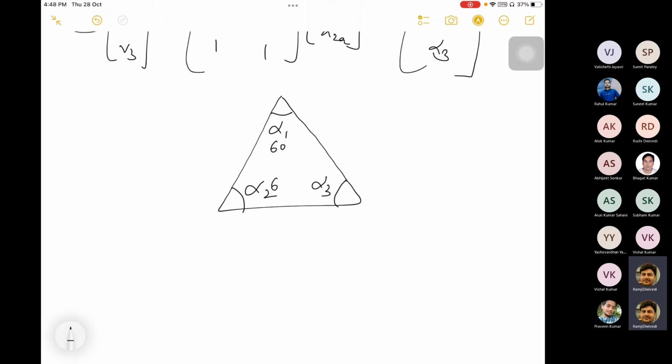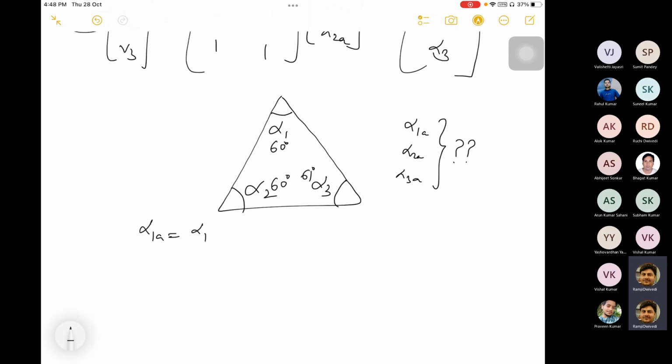This is 60, this is 60, this is 61. My again question is, now you will attempt it. Now there won't be any problem in solving this problem. You can attempt it right now.